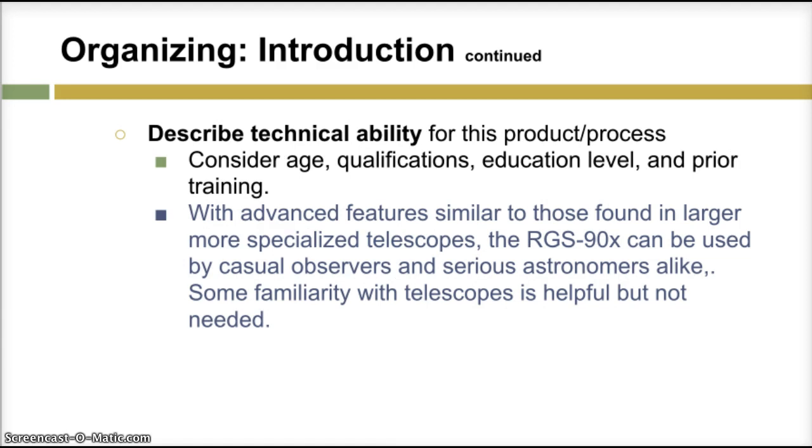Third, describe the technical ability for this product or process. In doing so, consider the age, qualifications, education level, and prior training of your readers. Here's an example. With advanced features similar to those found in larger, more specialized telescopes, the RGS 90X can be used by casual observers and serious astronomers alike. Some familiarity with telescopes is helpful, but not needed.